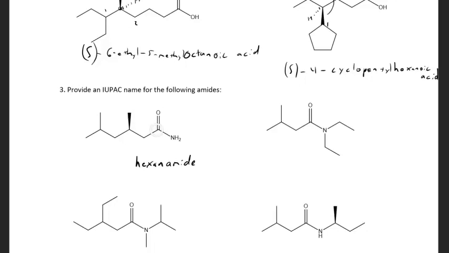And on carbon number 3, we have a methyl group, which is a stereocenter, and at 5, we also have a methyl. So this is 3,5-dimethyl hexanamide. And on this carbon, like we said, we have a stereocenter.